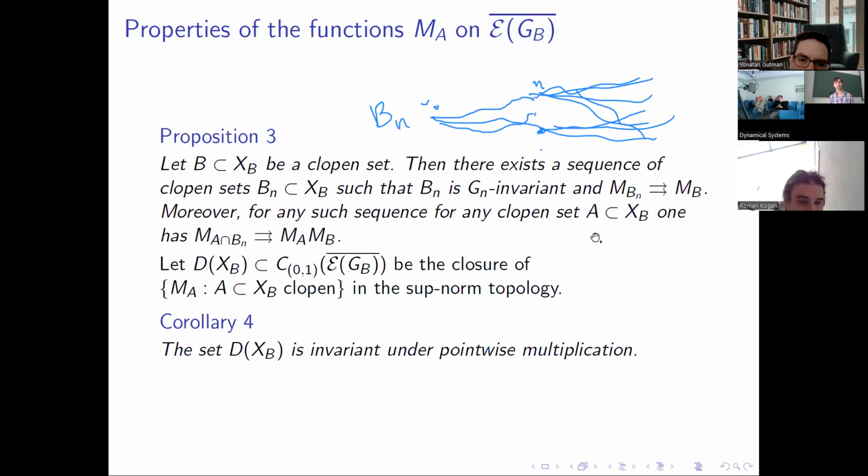Next, we define by D of XB the closure of the set of functions M_A for A clopen in XB in the supremum norm topology. And immediately we obtain that this set is invariant under pointwise multiplication.